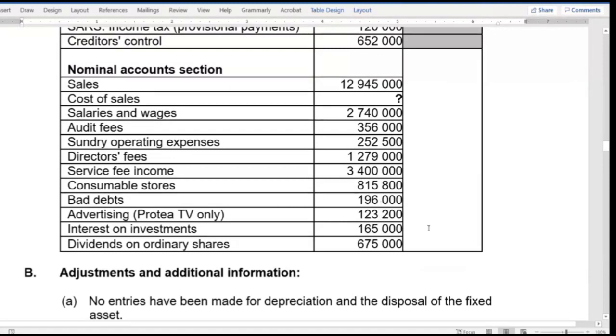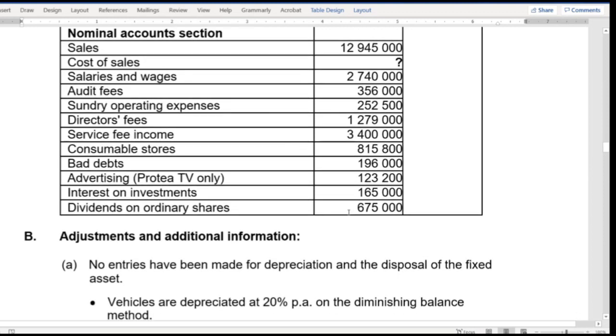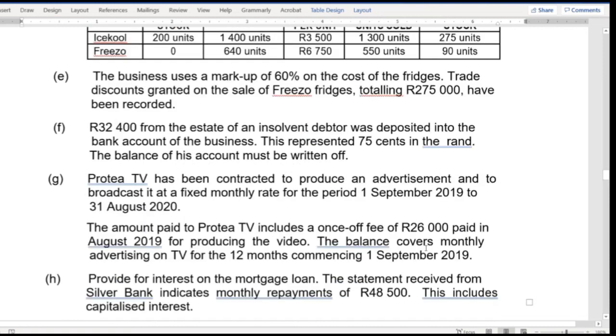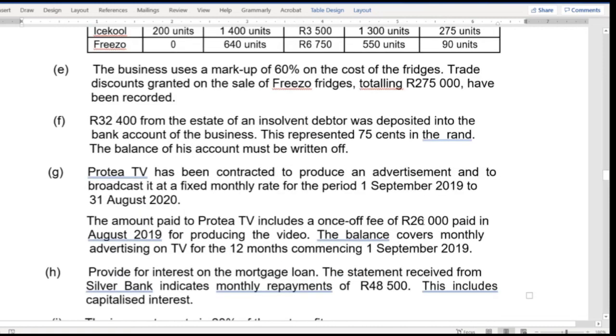Okay, so the first thing you must do is you go to your advertising, okay? The total amount paid, the total amount, which includes the 26,000 and the 12 months. Remember, they paid everything in August. So I'm going to take my 123,200 and I'm going to minus my amount, the lump sum that I paid of 26,000. So I'm minusing 26,000, okay? And I get 97,200. And I'm going to divide the 97,200 by 12 to get 8,100 per month. You mustn't add the 26,000. You must subtract the 26,000 because the amount paid includes 26,000.